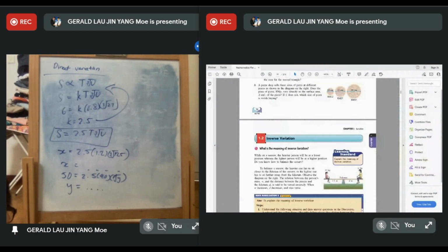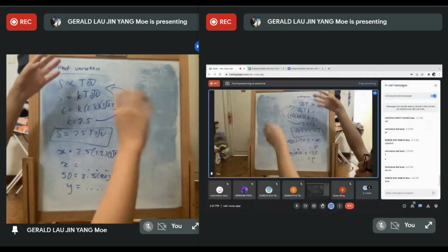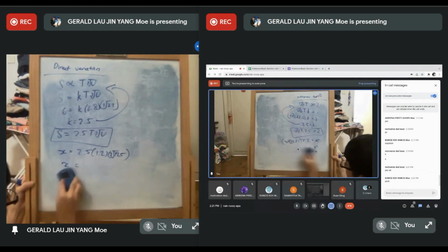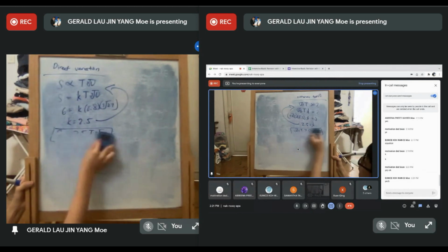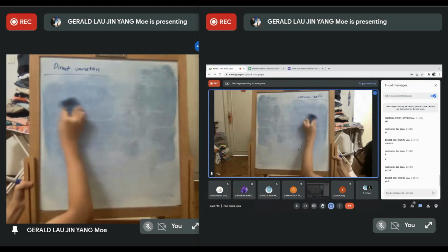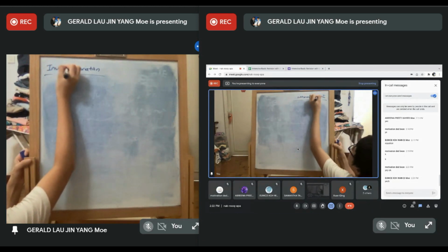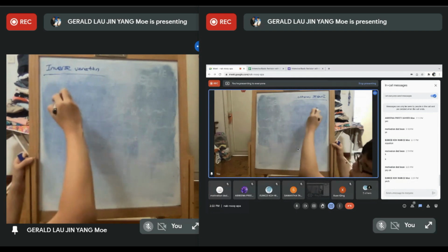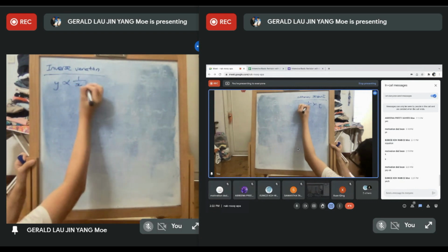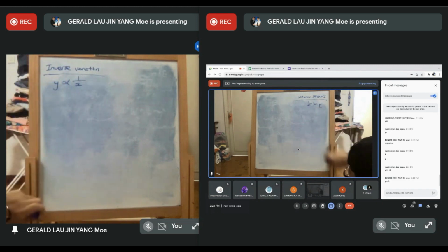The next one will be inverse variation. Inverse variation is the same thing, the same method only, except instead of it varies directly, it will vary inversely. Okay, now let's look at what is inverse variation. Just now direct variation, y alpha x. Now inverse variation, y alpha 1 over x. The x will be at the bottom because it is an inverse variation.